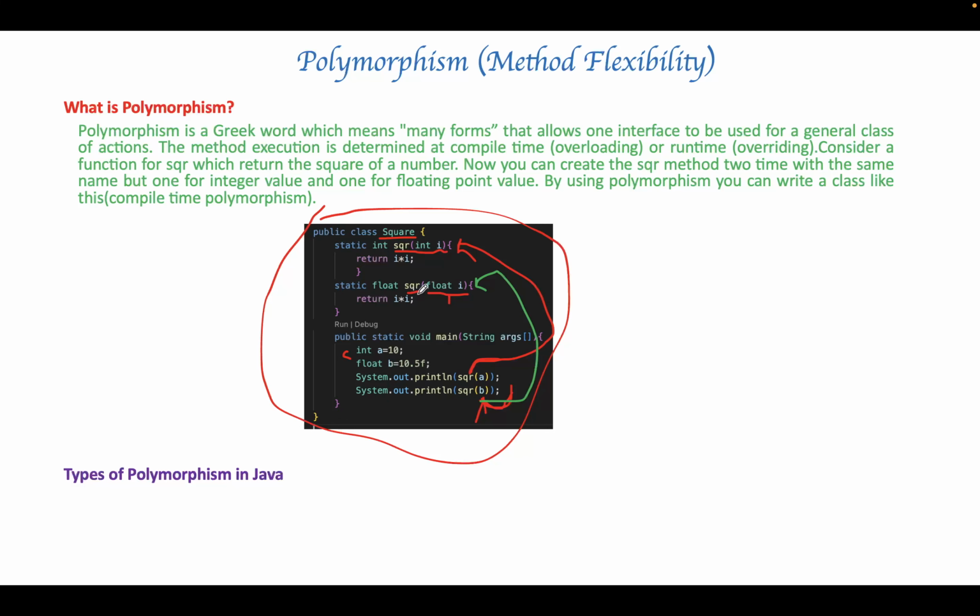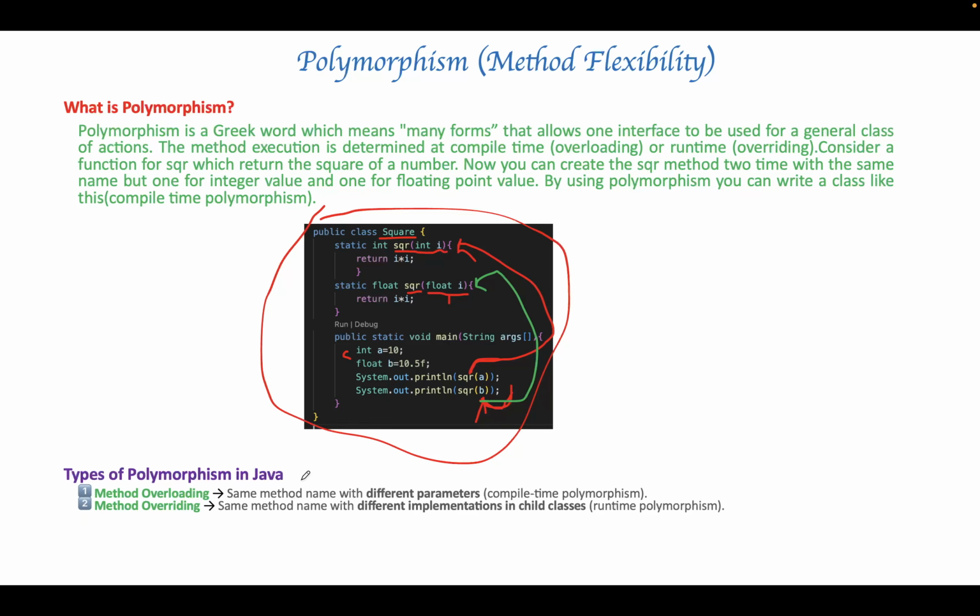Types of polymorphism in Java: same method name with different parameters is compile time polymorphism. This is called method overloading. Remember that it is called method overloading. Again I am saying, remember that this is compile time polymorphism and it is called method overloading. Another polymorphism is the same method name with different implementations in child classes. This is called runtime polymorphism. Let's see it.